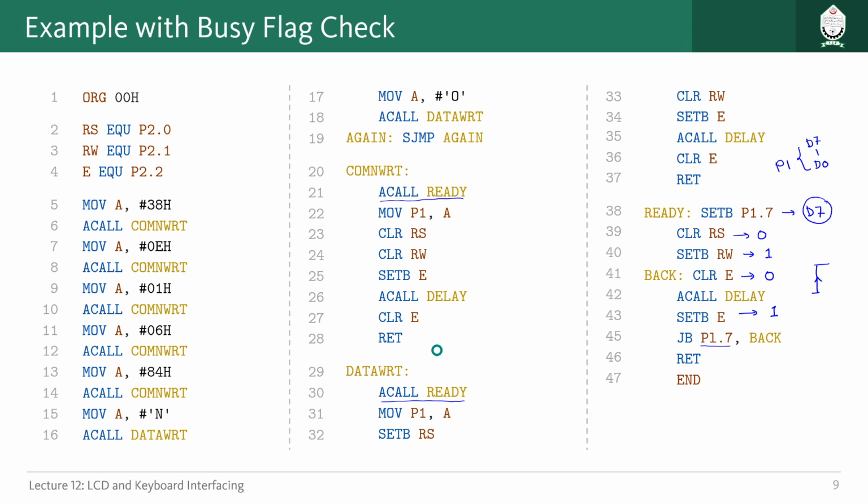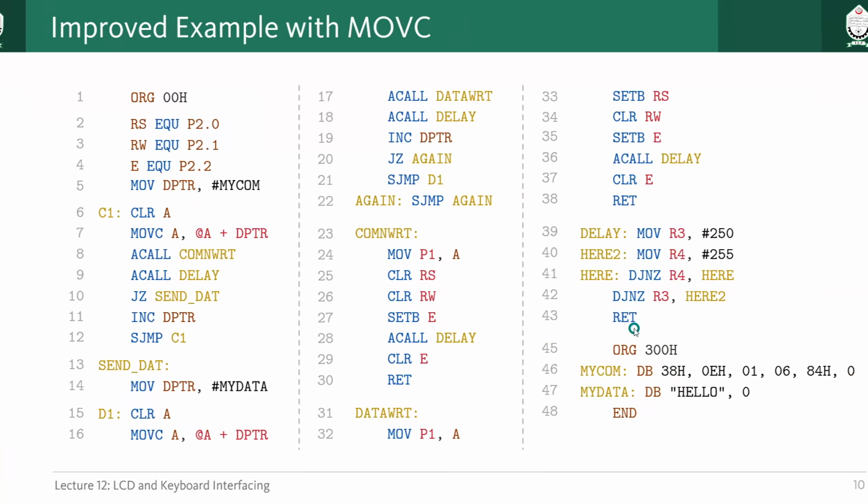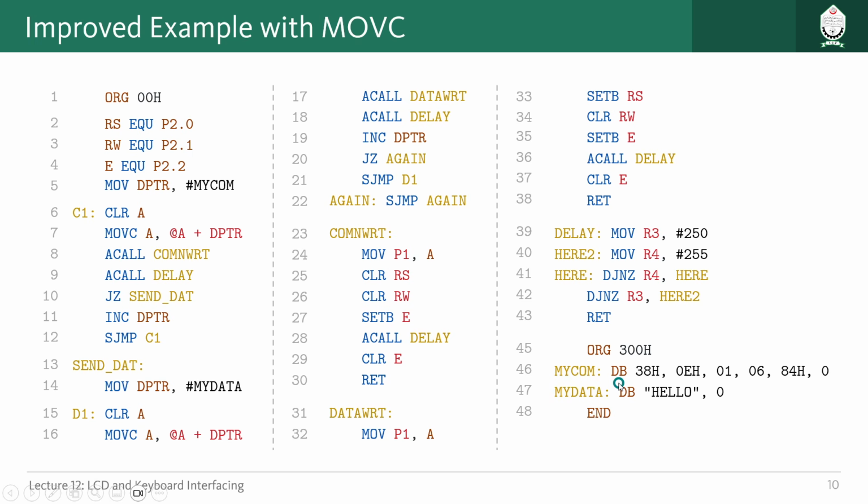Okay, so we will look at one other example, the third example, where we have made some more improvement to this code. Here we have taken help of indexed addressing. If you remember from your previous lectures, we can fetch data from code memory using MOVC and DPTR. So a similar thing is happening here. We have these two lines here.